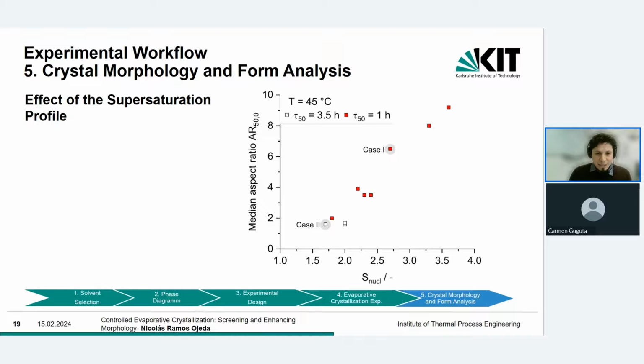And secondly, there is a clear trend in the median aspect ratio in dependency on the supersaturation at the moment of nucleation. So this API is particularly dependent on the supersaturation, in its morphology. Higher supersaturations promote the formation of needle-like crystals, explaining the behavior observed before on the pictures that we saw before.